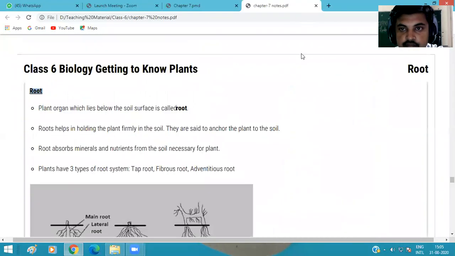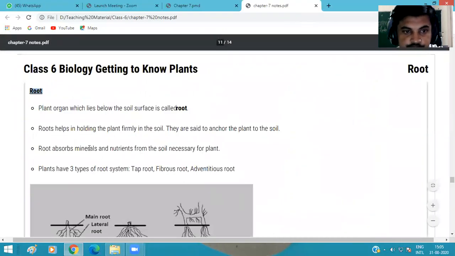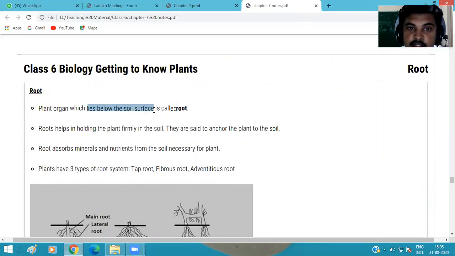Some points are there. First we discuss what roots are. A root is a plant organ, which means a part of the plant that lies below the soil surface. It means it is buried under the ground. The plant organ which lies below the soil surface is called the root.